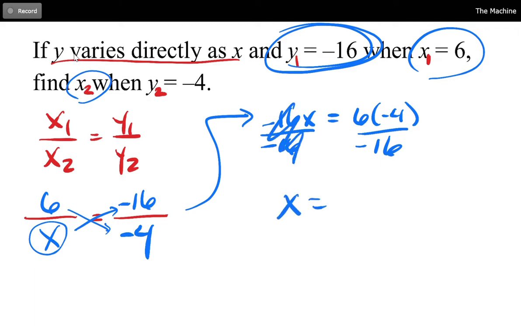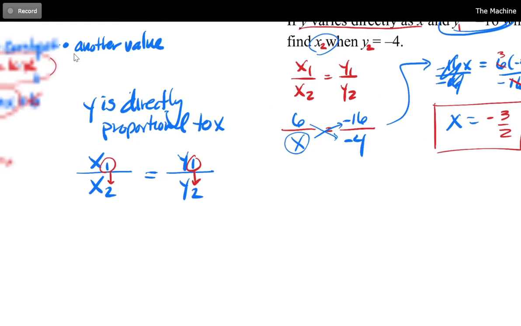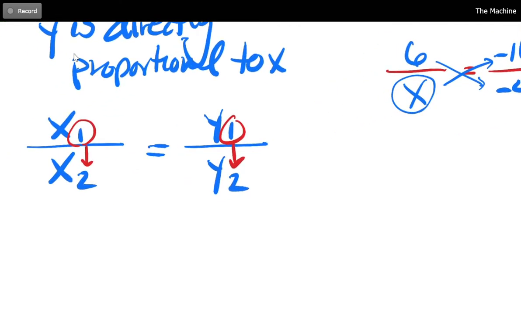And usually there's a reduction in there, so I'm not going to multiply the 6 times the 4. I'm going to go ahead and reduce it. So that becomes a 1, and that becomes a 4. And then the 6 and the 4 can be reduced. That's a 2 and that's a 3. Oh, look, there's my negative 3 halves. And I didn't have any fractions until the final end there. Okay. Neat. The goal with direct is to keep the direction going the same: x1 to x2 on top, and then y1 to y2 on the bottom. All right. Nifty.